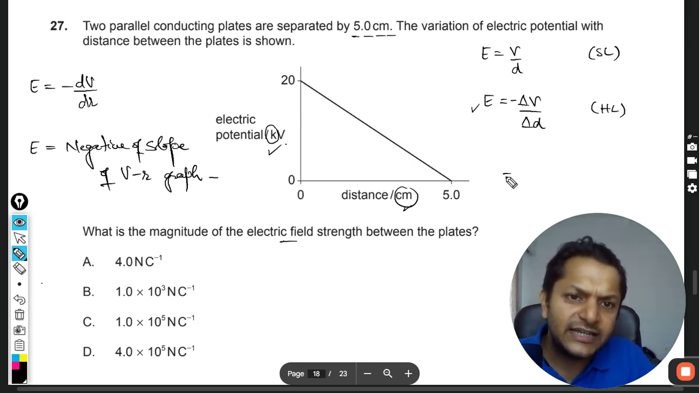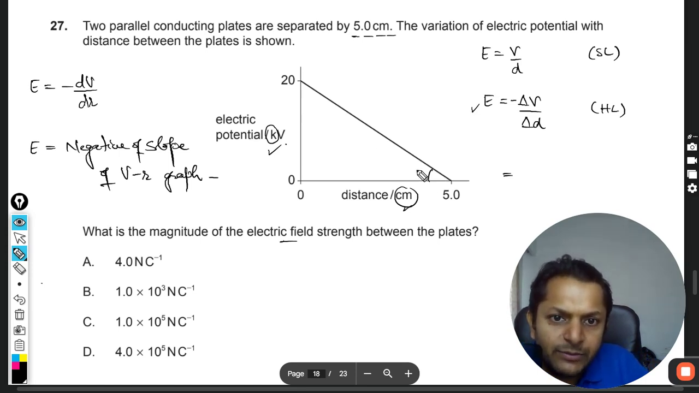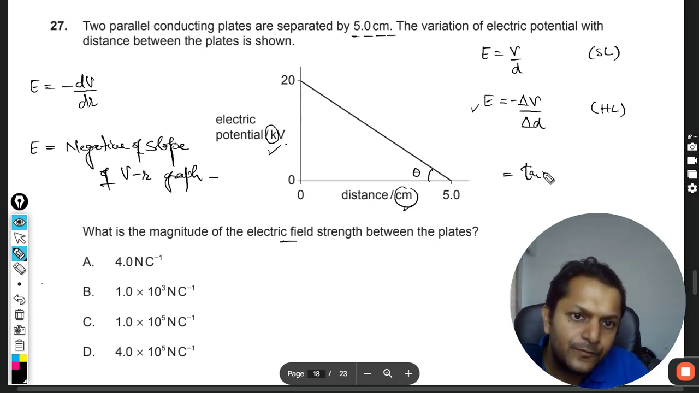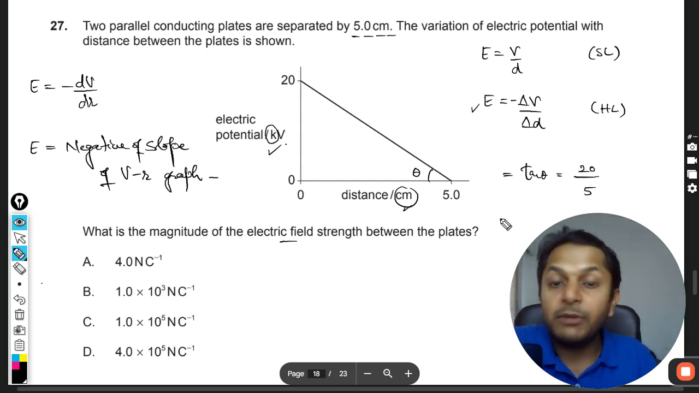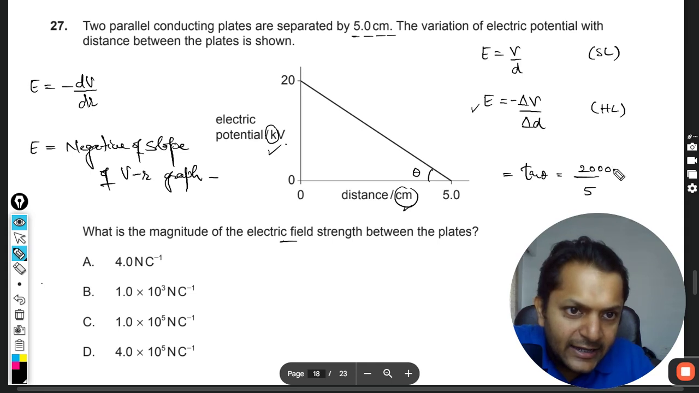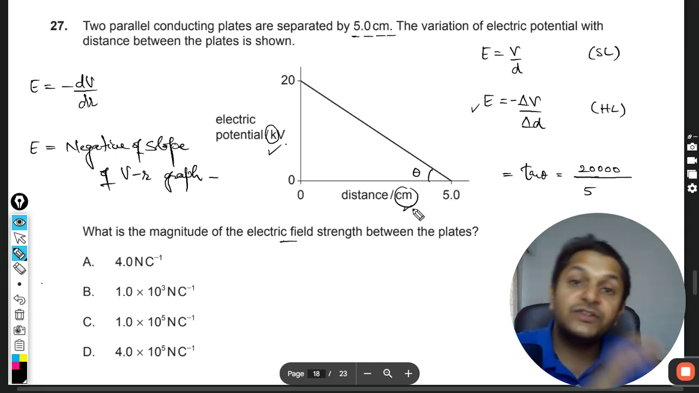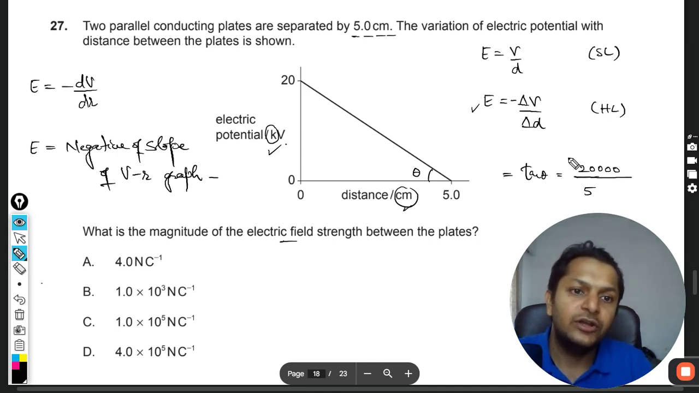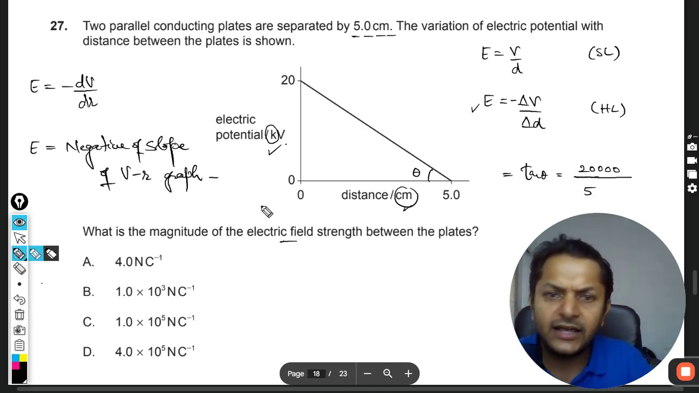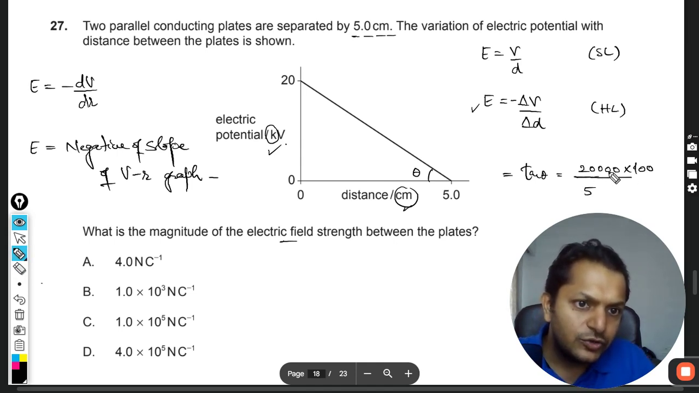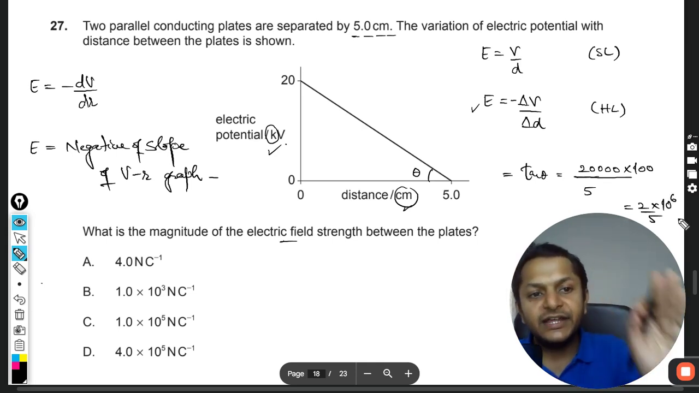Delta V by delta r, you can say. So the slope of this will be tangent theta. Tangent theta is 20 minus 0, y2 minus y1, divided by x2 minus x1, which is 5 minus 0. But let me think about the units now. So it will be 20k, and this is 5 centimeters, which has to be converted into meters by dividing by 100. So the 100 will go into the numerator. So it is 2 into 10 raised to power 6 divided by 5 is the tangent theta that you have.